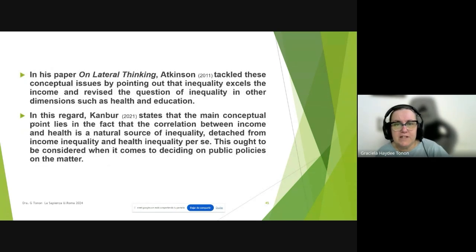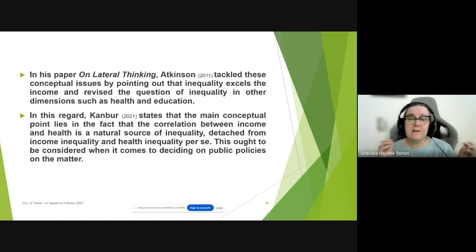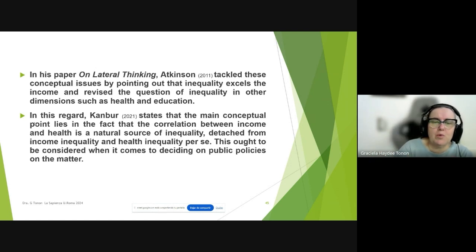In his paper on lateral thinking, Tony Atkinson tackled these conceptual issues by pointing out that inequality exceeds income. And he raised the question of inequality in other dimensions, such as health or education. And in this line, Cambur states that the main conceptual point lies in the fact that the correlation between income and health is a natural source of inequality, detached from income inequality and health inequality per se. Yes, they are very important to each other, but they are naturally in relation. This ought to be considered when it comes to deciding on public policies on the matter.